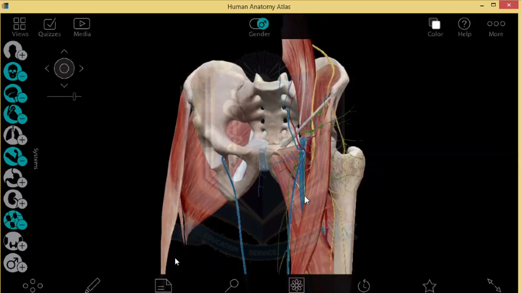The mid-inguinal point is the midpoint of an imaginary line that joins the anterior superior iliac spine with the pubic symphysis. And the midpoint of the inguinal ligament is the midpoint of a ligament that joins the anterior superior iliac spine to the pubic tubercle.